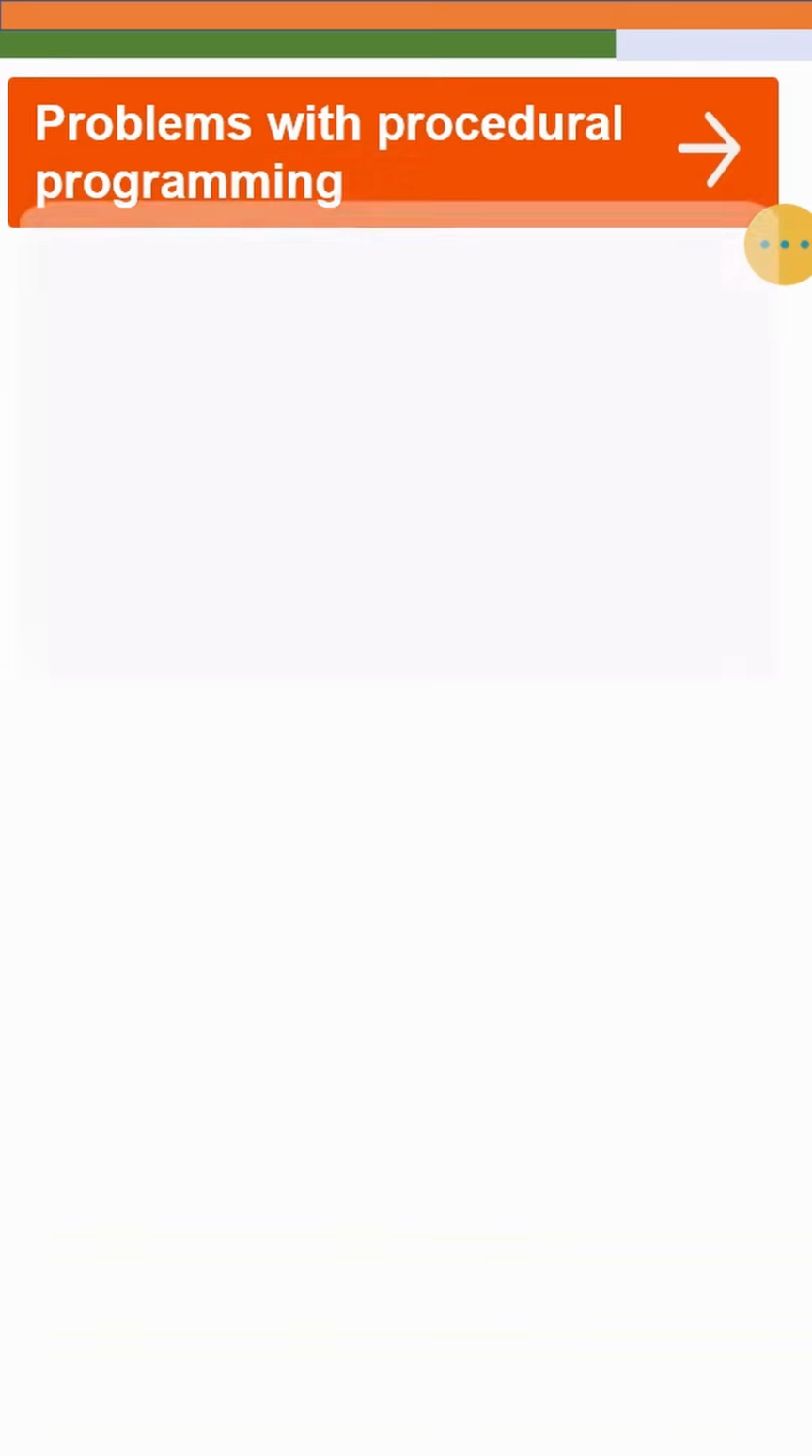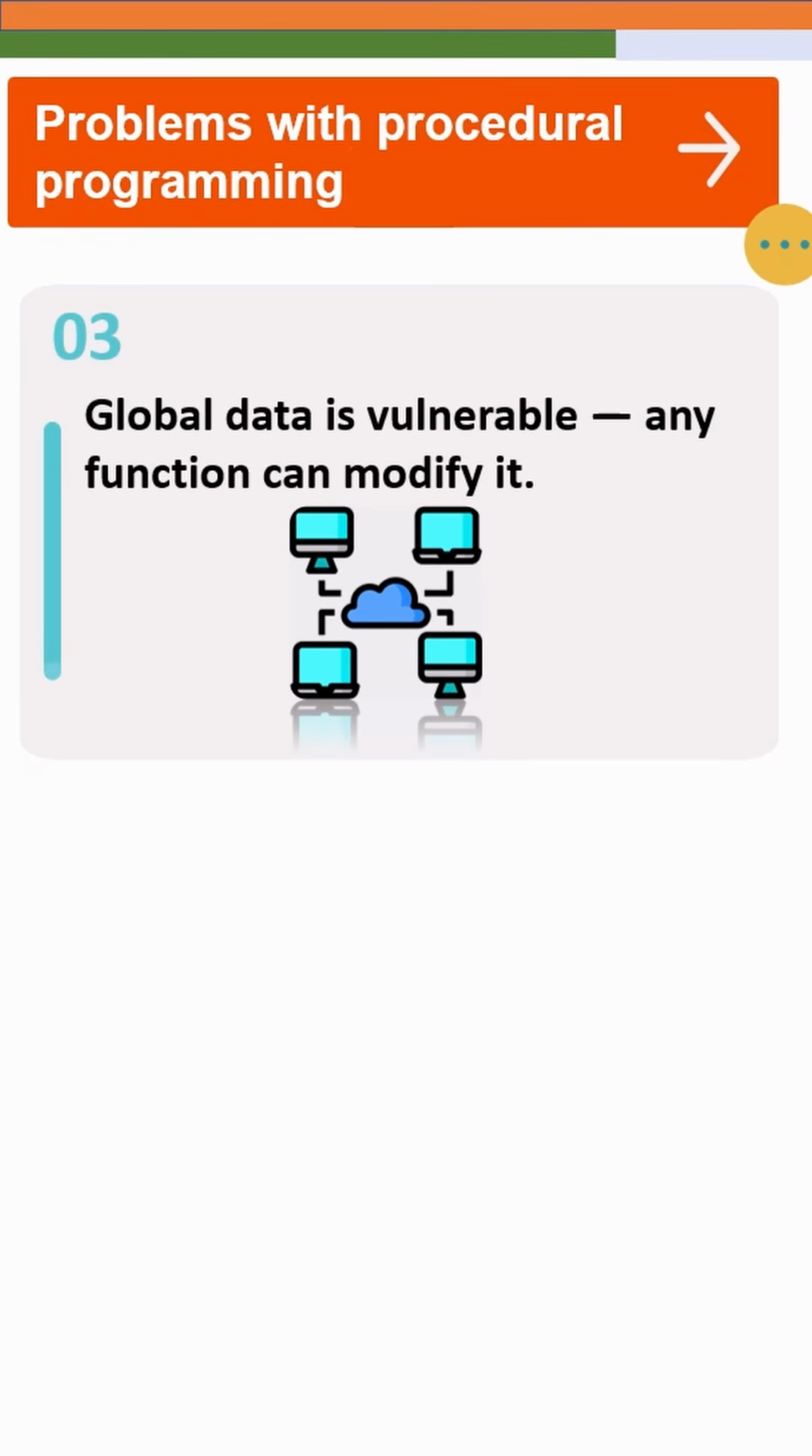Another big problem with procedural programming is global data. When the data is accessible by many functions, any of them can change it, sometimes unintentionally. For example, if you have a global variable for storing the total number of available cars, one function might update it correctly, but another might accidentally reset or corrupt it. This makes debugging and maintenance very difficult because it is harder to track who changed what and when.